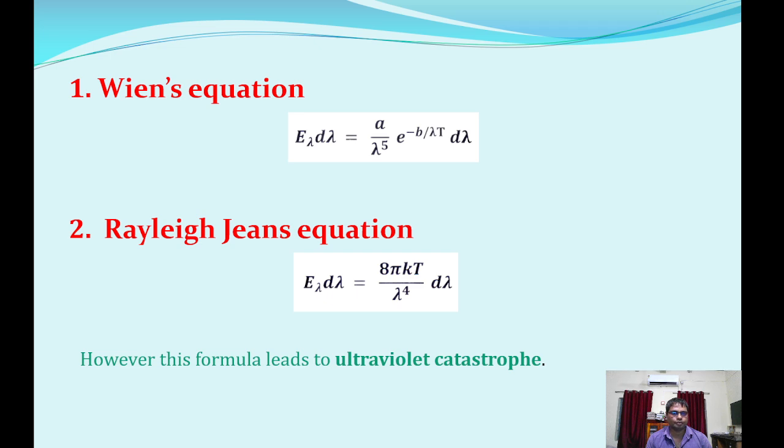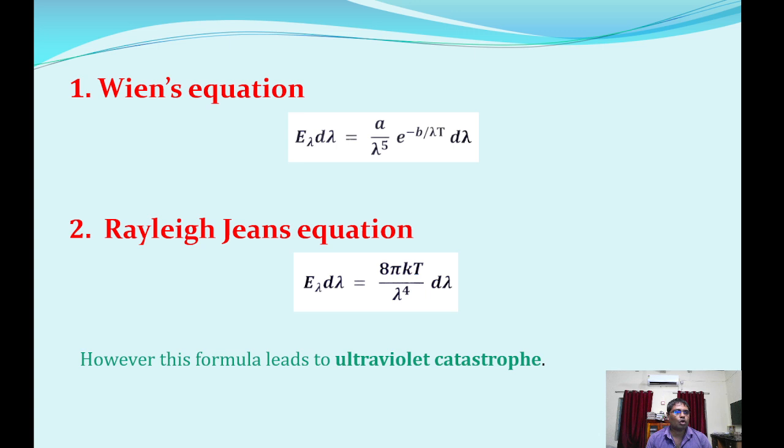Next came Rayleigh-Jeans equation. The number of modes of oscillation, that is dn, per unit volume of the cavity of the black body within the wavelength region of lambda and lambda plus d lambda is given by dn equal to 8 pi by lambda to the power 4 into d lambda.